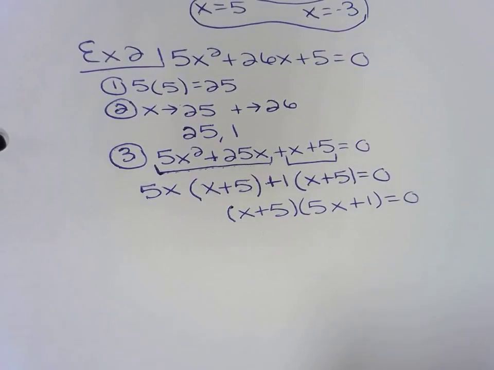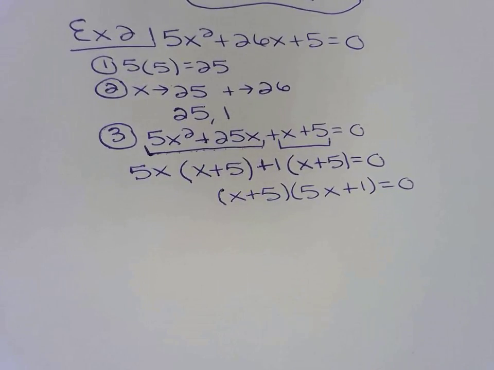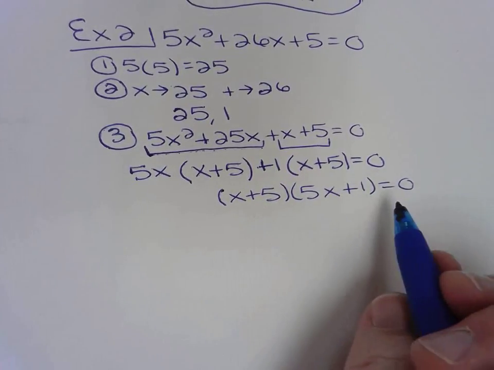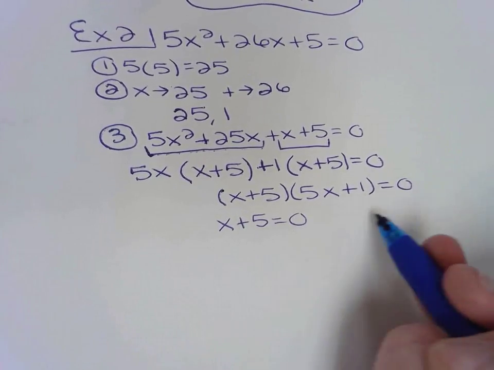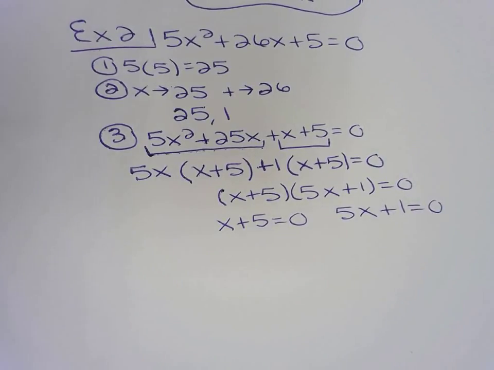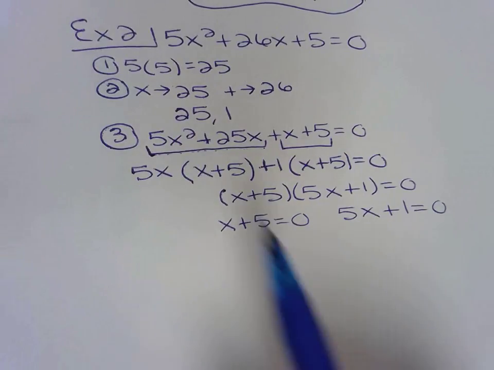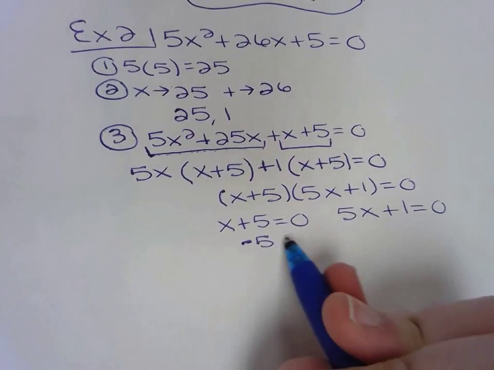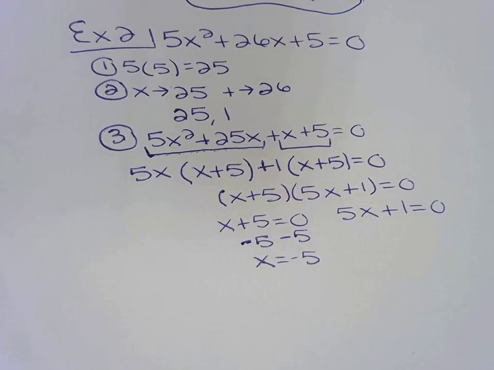So x plus 5 times 5x plus 1 equals 0. Is this solved? No, it is factored. It is not solved because I do not have x equal to something. So now I'm going to take each part and set it equal to 0. X plus 5 equal to 0. 5x plus 1 equal to 0. And we have 2 simple equations that you know how to solve. I need to see this sort of work on your paper. Minus 5, x equals negative 5 is one answer.